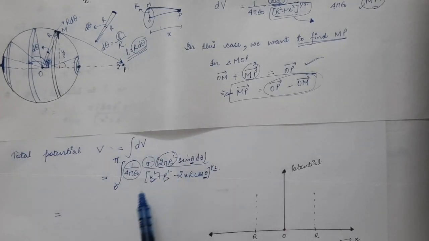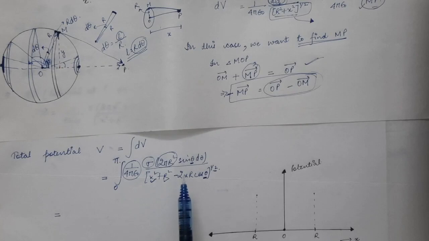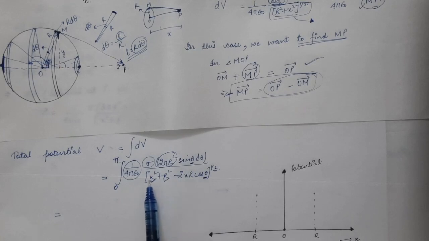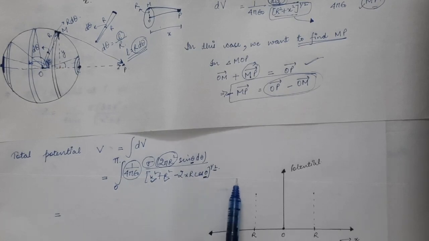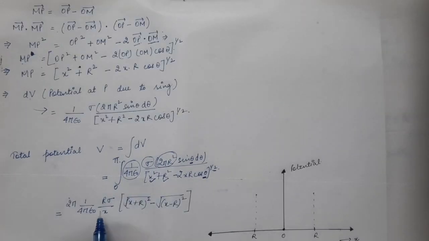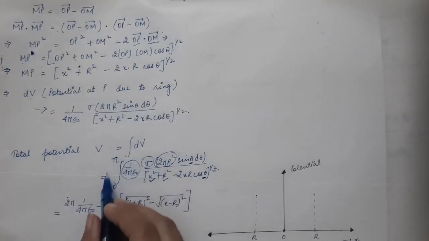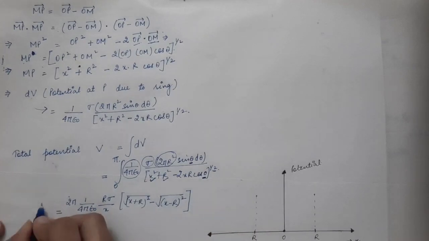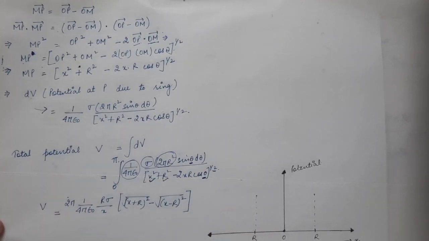Then you will simplify and solve this integration, for which you can look into the book, Modern's book. There you substitute x square plus R square minus 2xR cos theta as one variable, then you do its differentiation, so you will solve this whole integration. This is the final result that you will get after solving it. So the total potential will be equal to this expression.